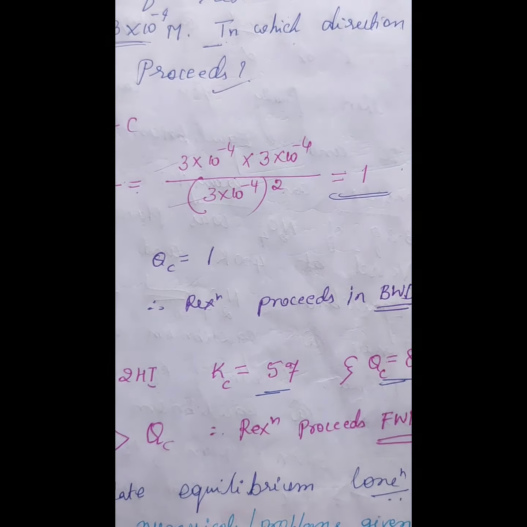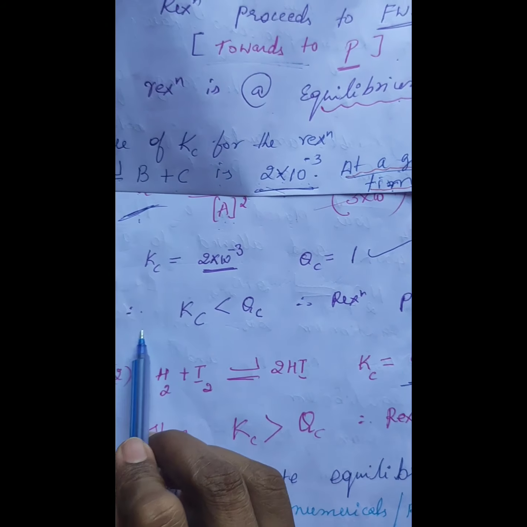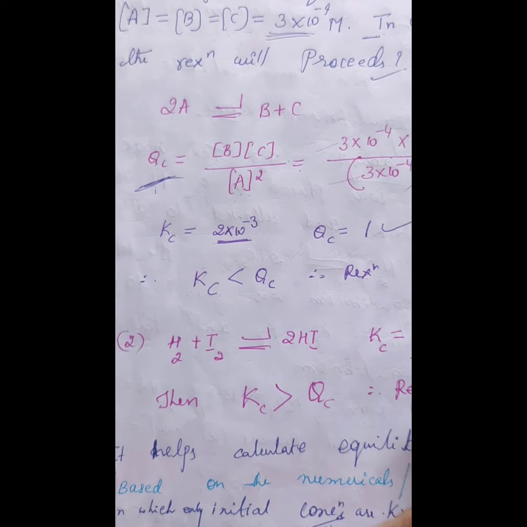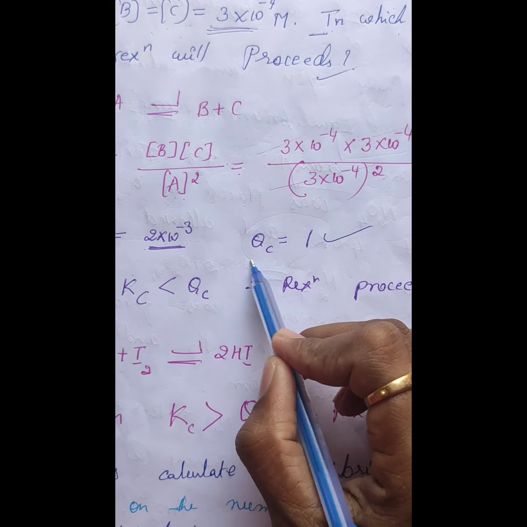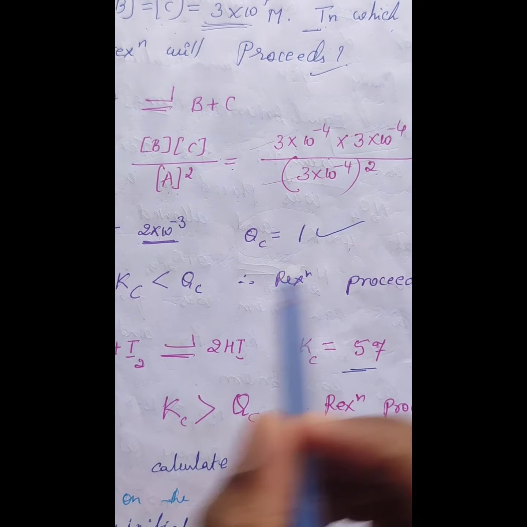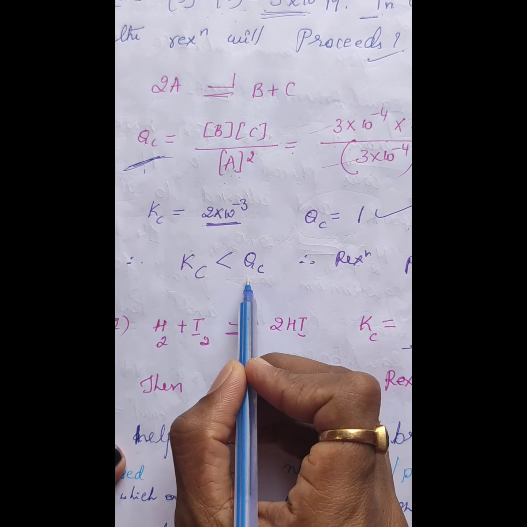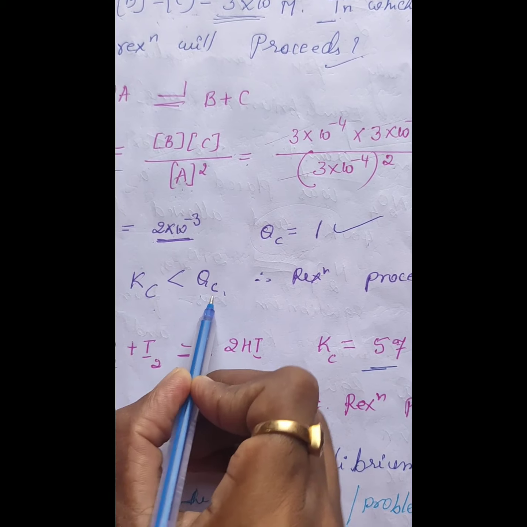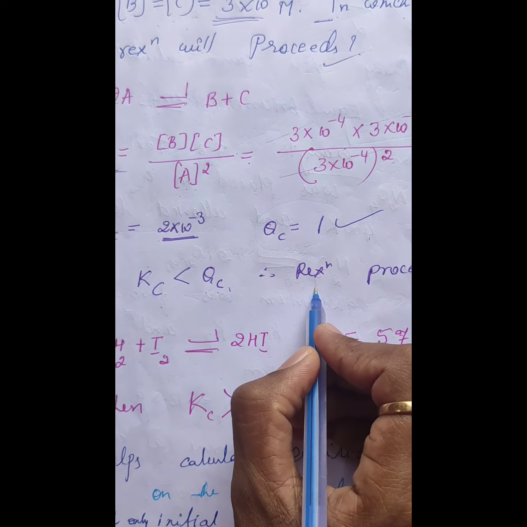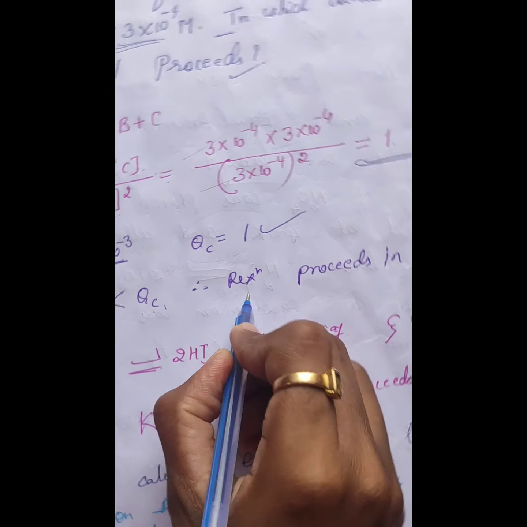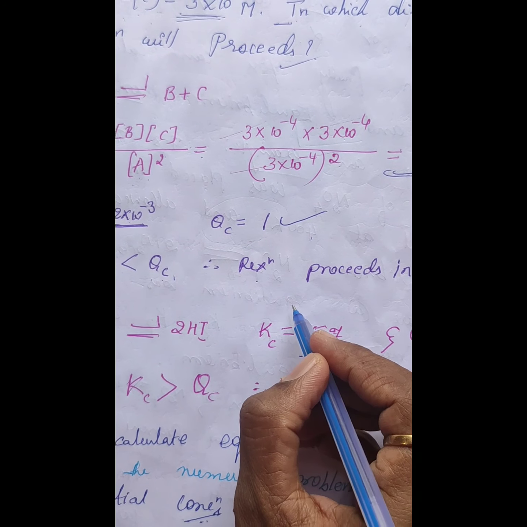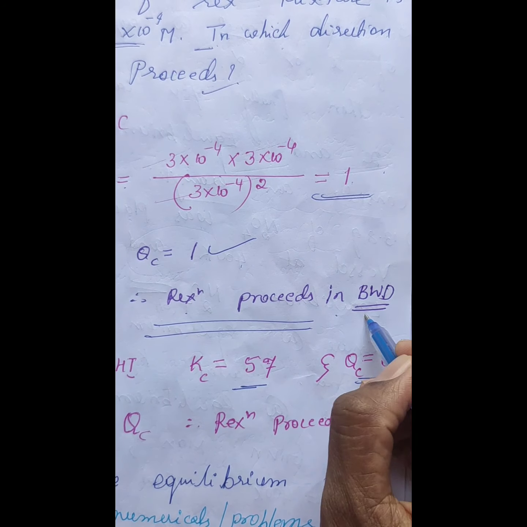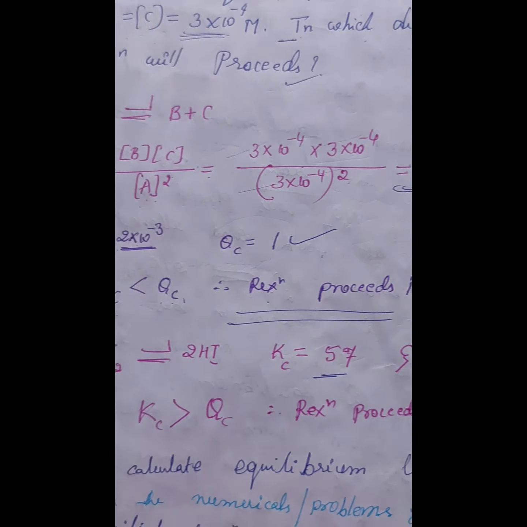And they have provided you the Kc value. Kc value is 2 into 10 raised to minus 3. So now, after calculating the Qc value, we can conclude Qc is greater than Kc, or Kc is less than Qc. Therefore, as we have already studied, we can decide the reaction will proceed in the backward direction, isn't it?